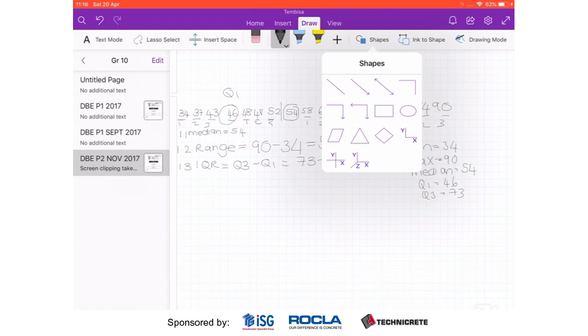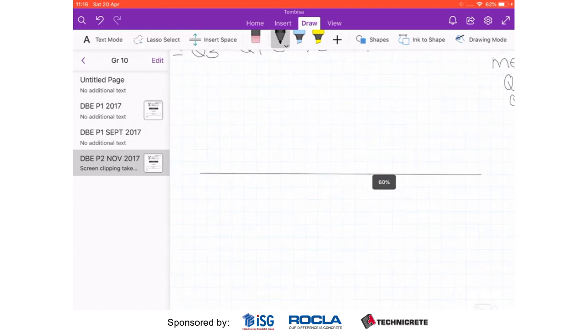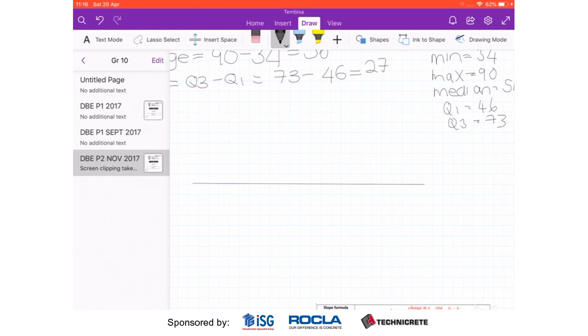Okay, let's get a line. Now, we want our minimum to be 34, our maximum to be 90. So we're going to have a line there and a line here. Then we want Q1 to be 46. Okay, so you should be correct in your number line scale.